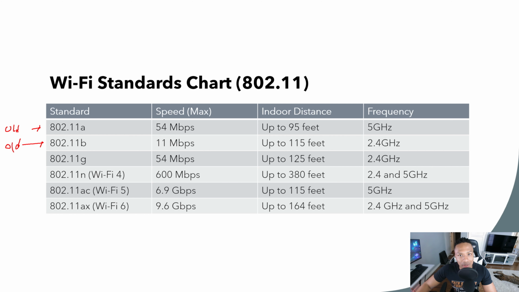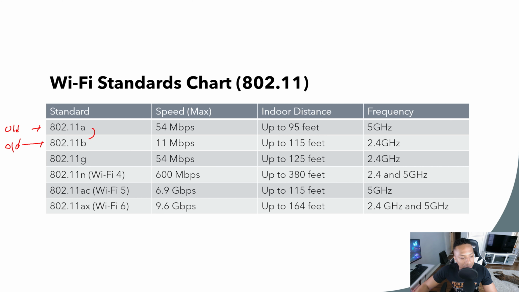802.11b, however, does have its own issues. Microwaves and baby monitors and stuff like that use the 2.4 frequency, so there's going to be some interference with those objects. It all depends on what you have in your house, how your house is set up. That would have determined which one you use. For the exam though, just memorize the standard, the speed, and the frequency for sure.